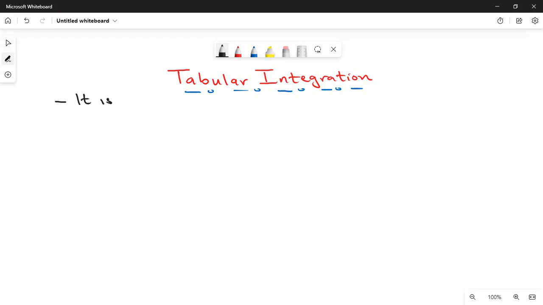It is a special case of integration by parts. A special case of integration by parts. When do we use it?